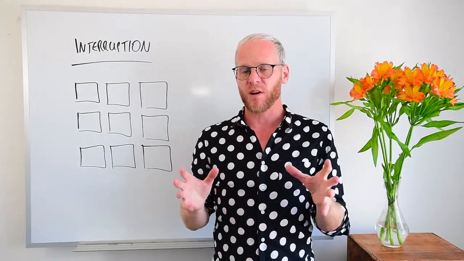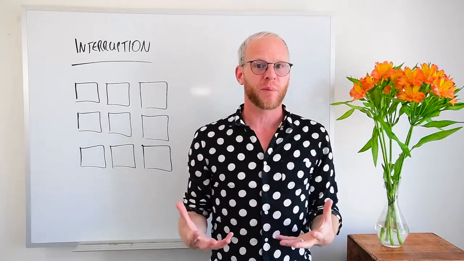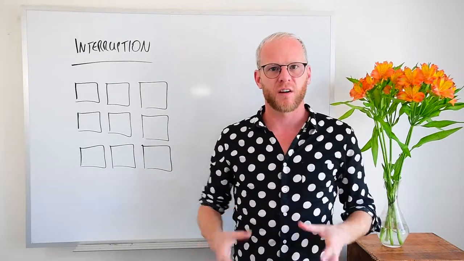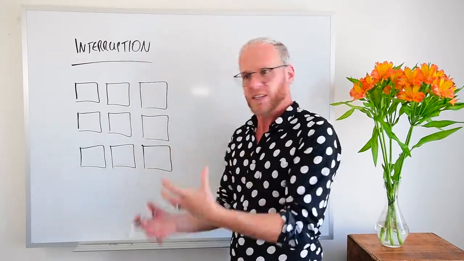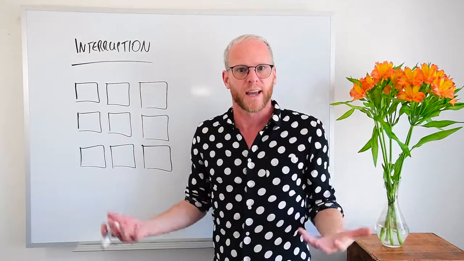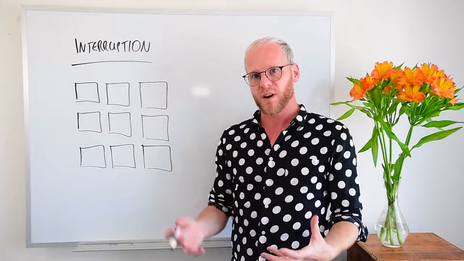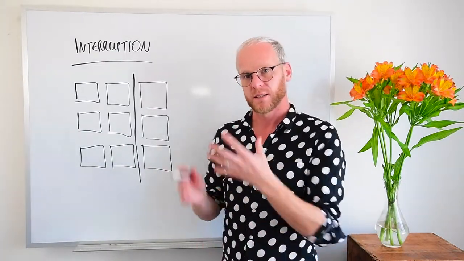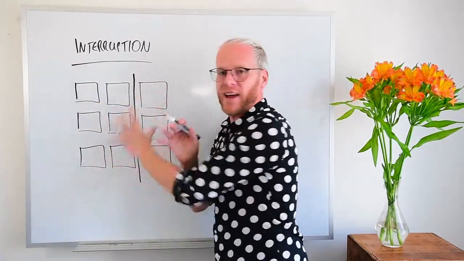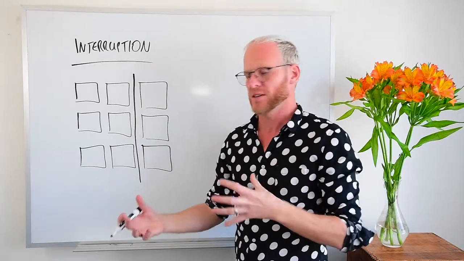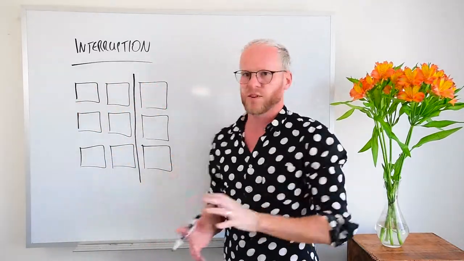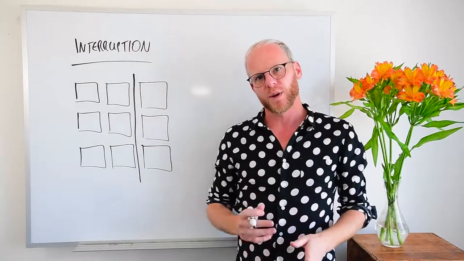The design principle of interruption. This is a really powerful one, can really aid the clarity and visual comprehension of your landing page design. If you look at these 9 squares, they're all the same, they're all hanging out doing the same thing together, but if we add some interruption, everything will change. Simply by adding one line interrupting the layout, we've created 2 sections that are now different. These 6 are grouped together, and these 3, we've created separation through interruption.